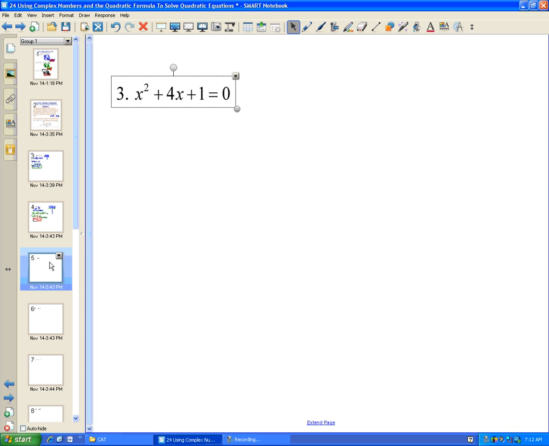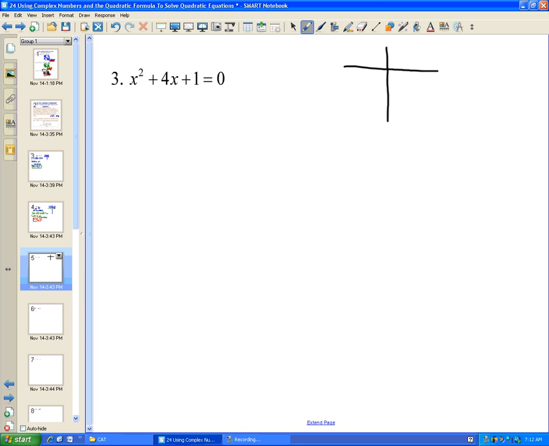x squared plus 4x plus 1 is equal to 0. So again, what we want to do is ask, can I factor this? This is basic factoring because in front of the x squared is a 1. What multiplies to be 1 and adds to be 4? I can't think of anything. I cannot factor this. There is a linear term, there is an x term, so I can't use square roots.